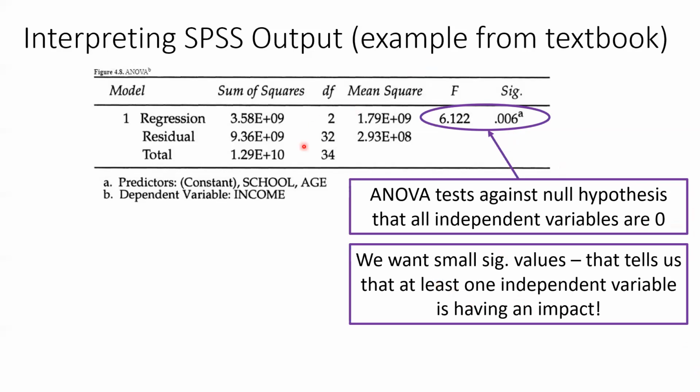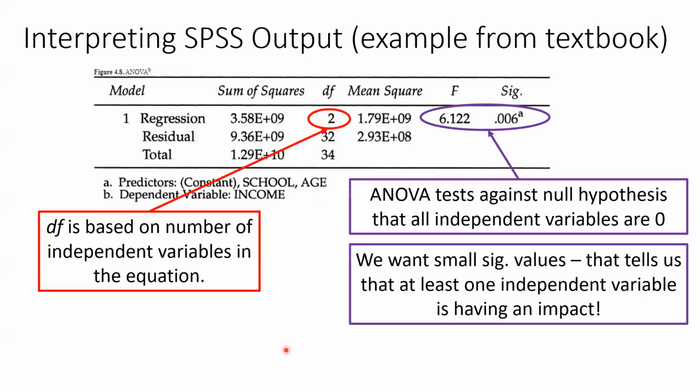And the degrees of freedom in the regression model represents the number of independent variables in our equation. That number has to be fewer than our total number of observations, and that becomes important. So we had 34 as our total N, right? That's the number of cases. We had 2 degrees of freedom because we have 2 predictors, 2 independent variables, school and age. So our degrees of freedom is going to be 2. It's based on the number of independent variables in the equation.